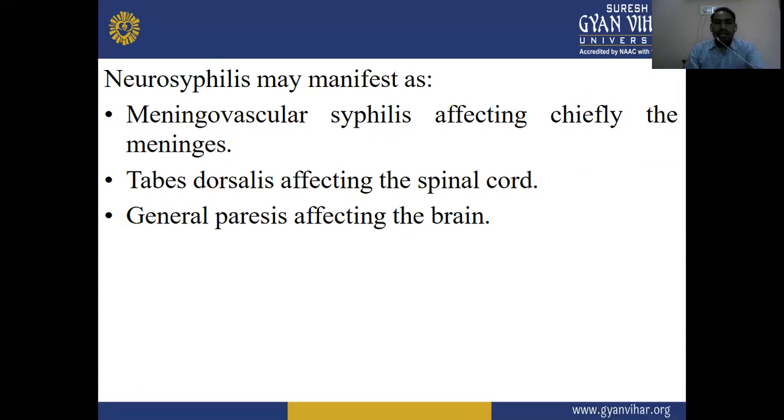Next one, general paresis, affecting the brain. What is general paresis? General paresis is one form of neurosyphilis, and it usually occurs in people who have had untreated syphilis for many years.